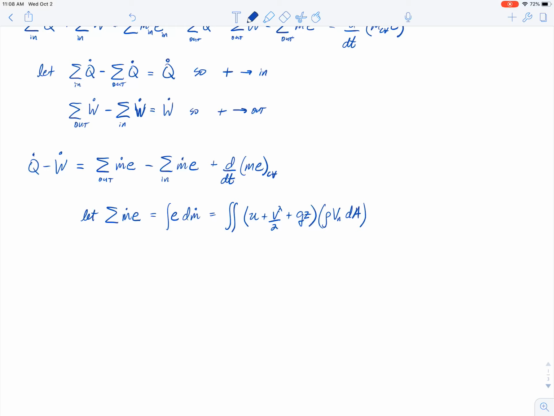Okay, and the other type of term I have is the energy storage inside my control volume. So there's mass times energy inside my control volume. What I'm really saying here is this is a volume integral of energy. So there's internal plus kinetic portion plus potential portion times mass. Mass would be density integrated over my volume.